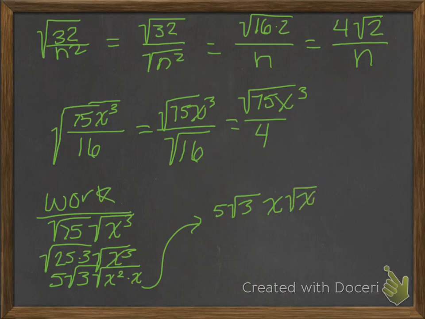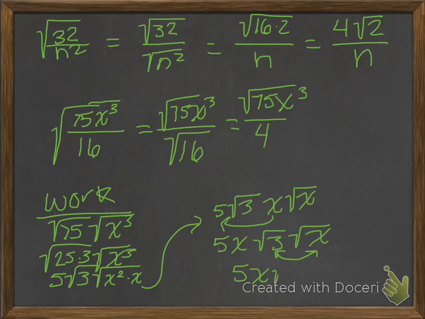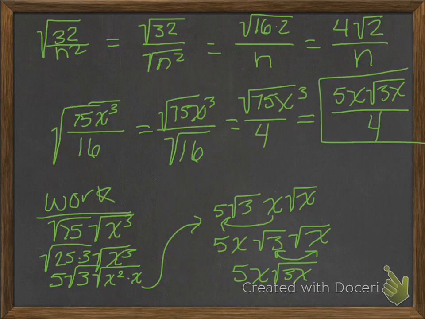And we're going to go ahead and move everything around. So, 5x, square root of 3, square root of x, and we're going to combine these two back together. So 5x times the square root of 3x. So that's going to be our new numerator, all over 4. So double check your answer, make sure that there's nothing else that can simplify.